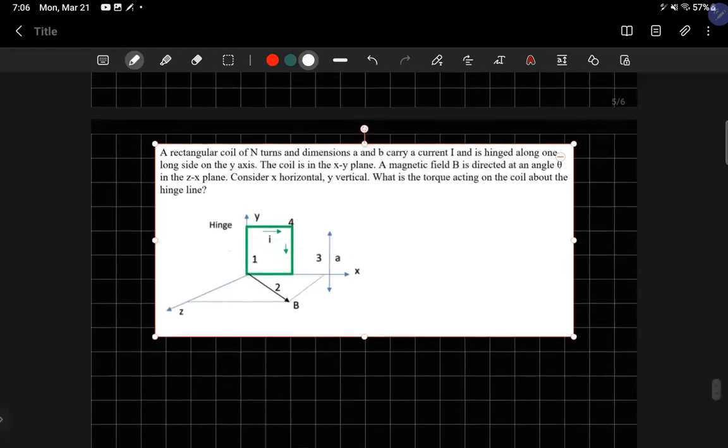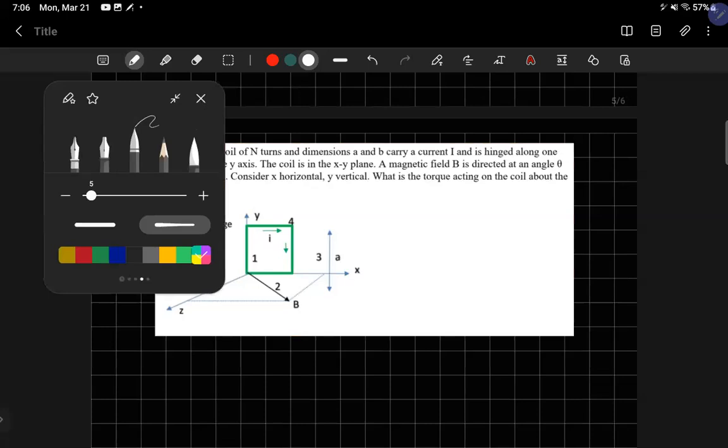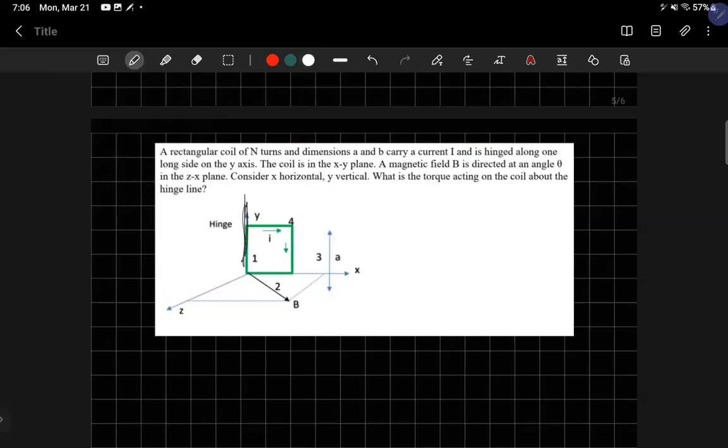Okay. A rectangular coil of N turns in dimensions A and B carries a current I that is hinged along one long side on the y-axis. The coil is in the XY plane. The magnetic field B is directed at an angle theta in the ZX plane, consider X horizontal, Y vertical. What is the torque acting on the coil about the hinge line? Okay, so the hinge line being on the Y-axis, and I want to know the torque acting on the coil about that.